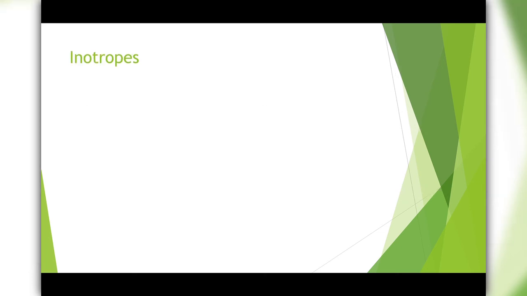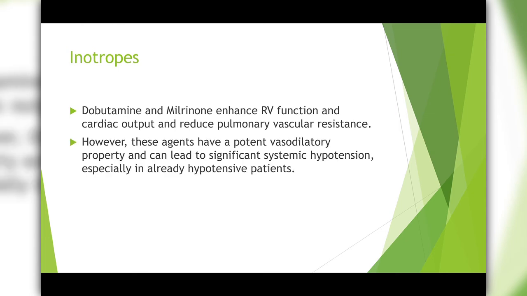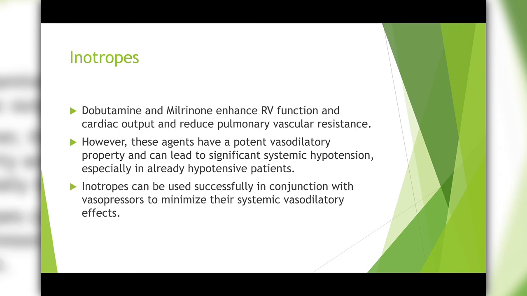Inotropes. Dobutamine and milrinone can be used to enhance RV function and cardiac output. They also reduce pulmonary vascular resistance by different mechanisms. These drugs are potent vasodilators and can cause significant systemic hypotension. Therefore, inotropes can be used in conjunction with vasopressors to prevent this.